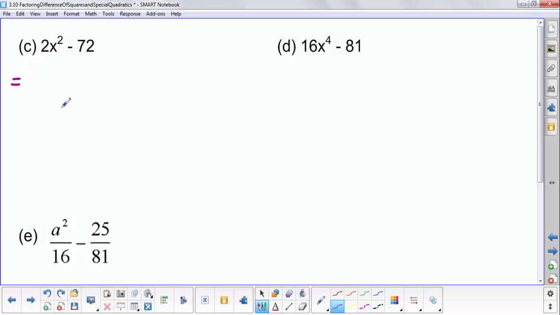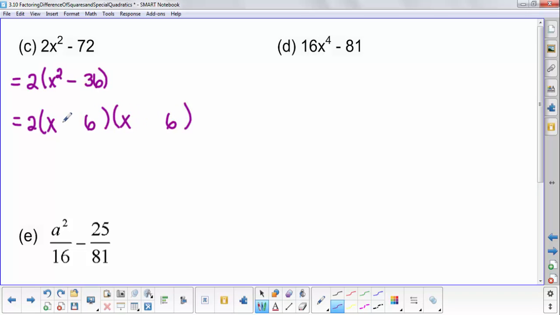Okay, in part C, remember to always common factor first. So looking at this right now, 2 is not a perfect square, and neither is 72, but 2 is common to both terms. So we'll factor it out, and we are left with x squared minus 36. Inside the bracket, what remains is a perfect square, another perfect square, and they're both separated by a minus sign. So that means I can open up two sets of brackets, take the square root of the first, the square root of the last, one gets a plus and one gets a minus.